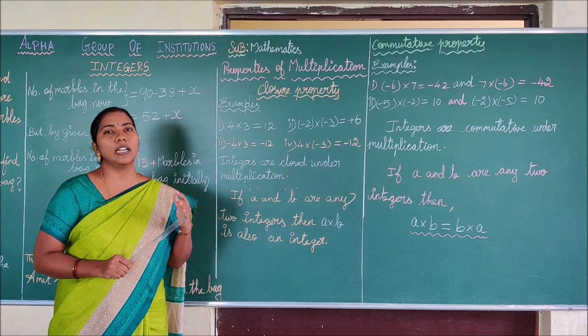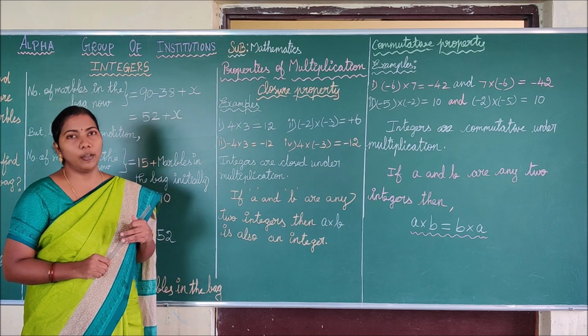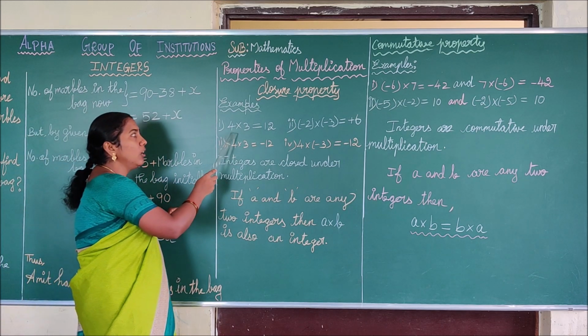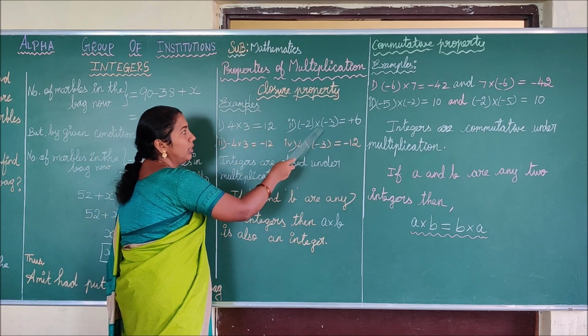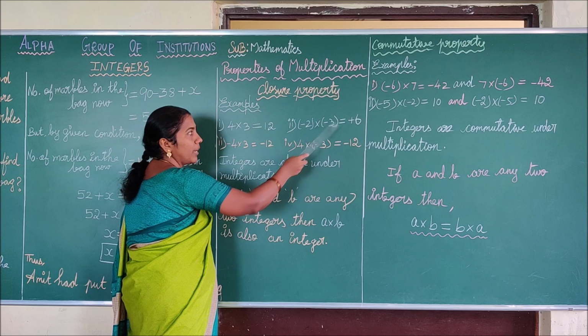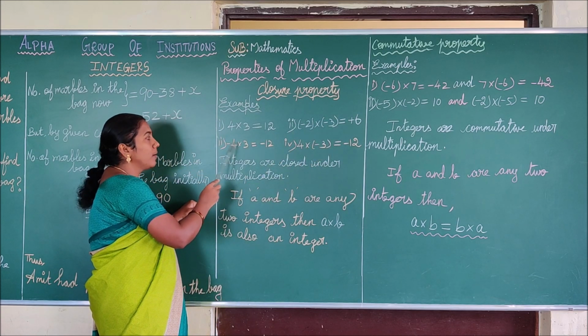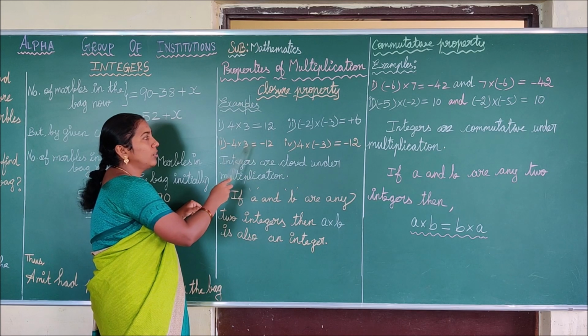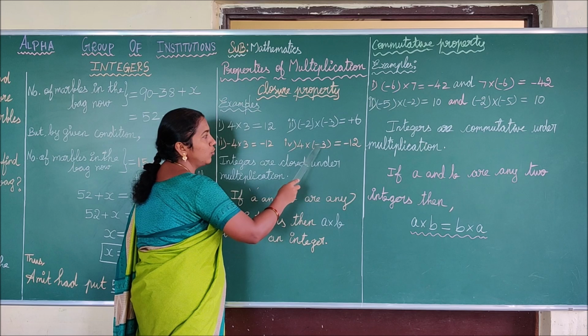As we saw in addition and subtraction, first we are going to see the closure property of multiplication. See this example, children. 4 into 3. What is your answer? 12. Minus 2 into minus 3: minus into minus is plus, 2 threes are 6. Minus 4 into 3: minus into plus is minus, 4 threes are 12. 4 into minus 3: plus into minus is minus, 4 threes are 12.